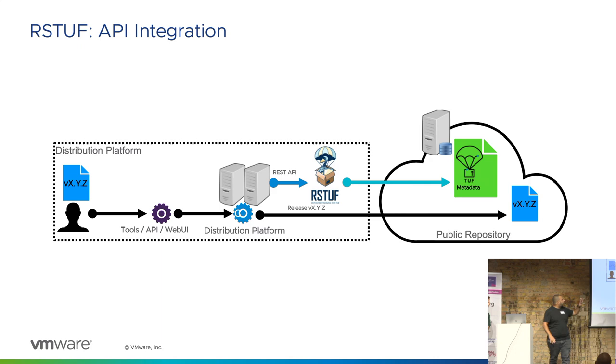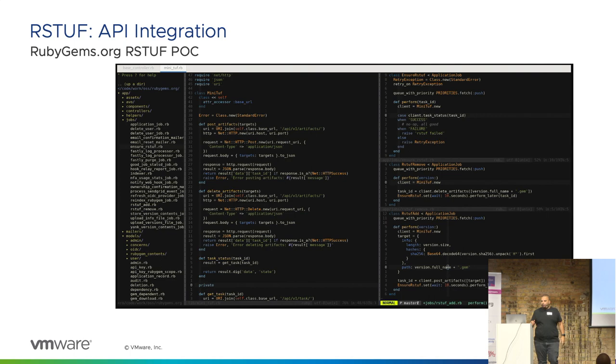So this is an overview about how we integrate RSTUF to your public repository or your private repository. If you see, we build the platform distribution, could be PyPI or RubyGems. We keep how it is. So you produce the artifact and deliver it in the public repository. What you need to do is a call to RSTUF with the information about the artifact, and then it will be handled in the metadata. So it was about 3,000 lines of code.